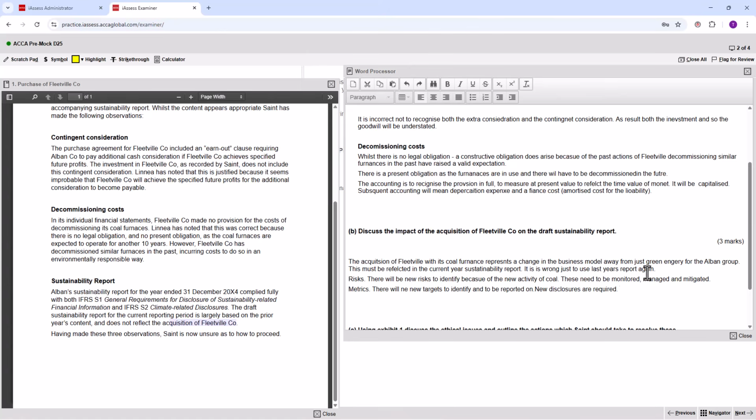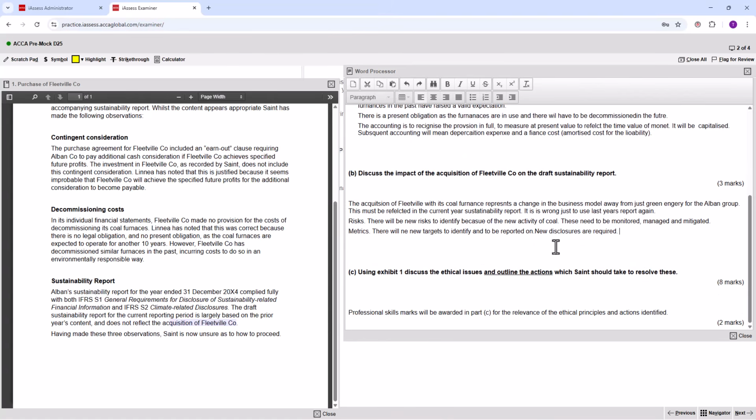This is the accounting aspect. This is the scene setting. We've got accounting errors that have been made. We've got sustainability reports which have not been done correctly. And we are now having to discuss the ethical issues and outline the actions. So there are 2 aspects here, the ethical issues and the actions. Now, the actions are the actions that are going to be taken by Saint.